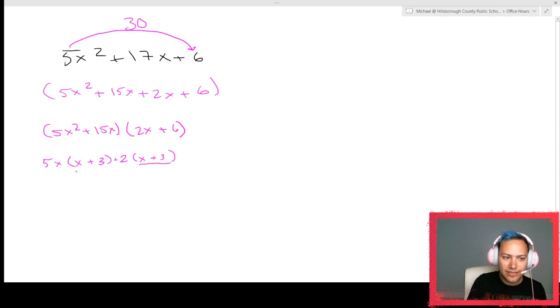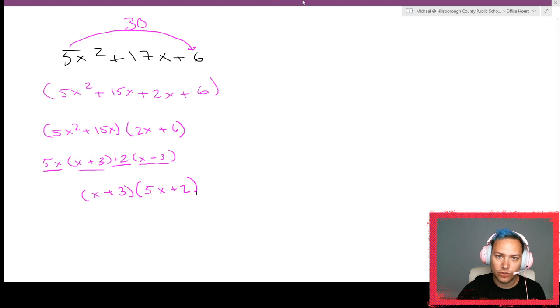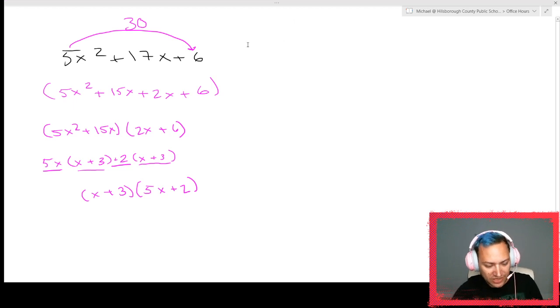Again, this and this should be the same. In this case, it is. So that's going to be my first term. And then you make a second term with the things outside, a 5x and a positive 2. So we're going to have 5x plus 2 as our second factor. And that would be my factored version. Again, if you remultiplied that, you would get the same original problem. So you could always go back and check your work.